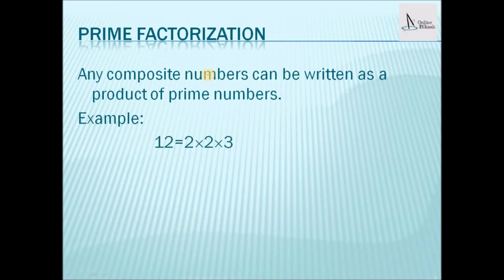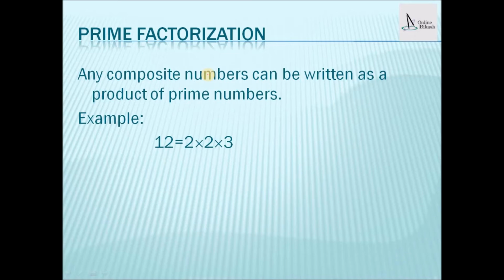12. Okay, let us take 12. 12 is a composite number. My dear students, before starting this prime factorization, you must be clear with what are prime numbers and what are composite numbers. Okay, if you are still not clear with this, just go back to my previous video and learn what are prime numbers, what are co-primes and what are composite numbers.